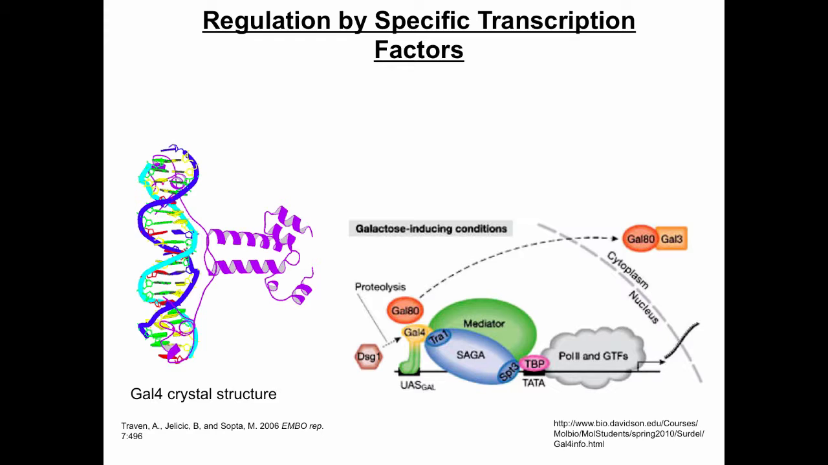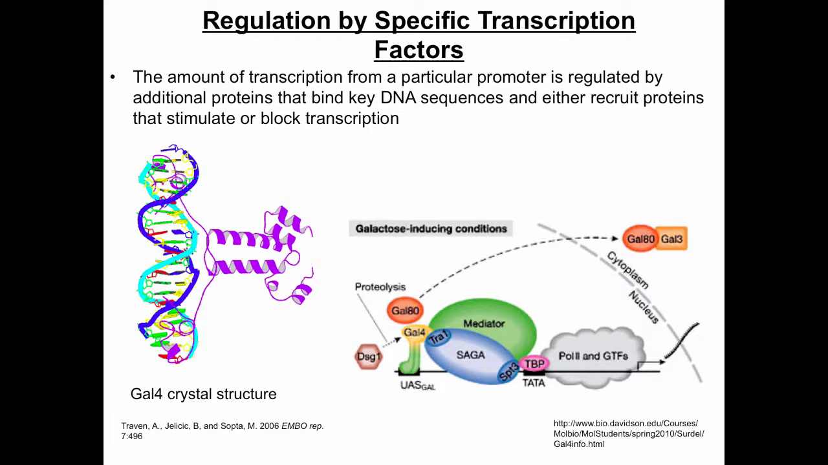There are also what's called specific transcription factors because they only bind to specific promoter regions to then regulate a specific subset of genes. So the amount of transcription from a particular promoter is regulated by these proteins that bind specific DNA sequences, and then they're going to recruit proteins to stimulate or block transcription.